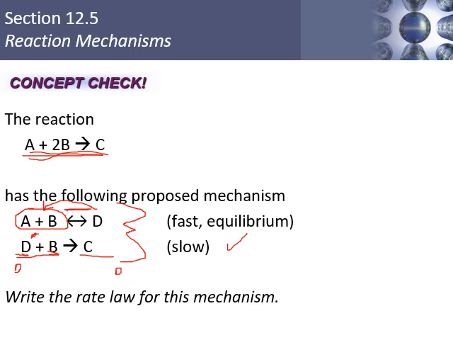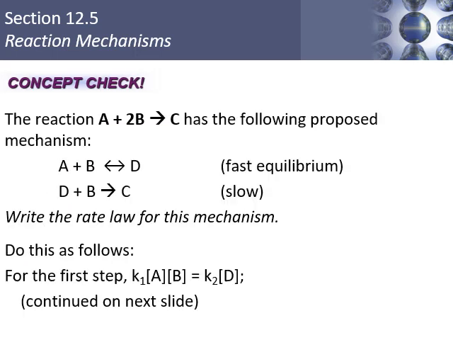Now be careful here, because the rate law is confusing. It looks like you should write it as rate equals K times A plus the concentration of B, but you don't write it that way. So don't let that plus sign confuse you. It's K times A times B. Let's go to the next slide.